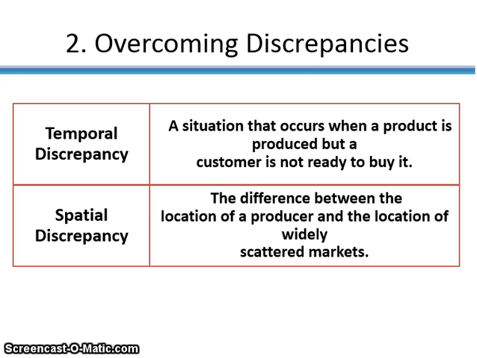The last one is spatial discrepancy, which means that retailers or other channel intermediaries help bridge the gap, the geographical distance between where the producer is located and where the consumer is. For example, if I would like to purchase a Ford car, I don't have to drive to Detroit to purchase that car, and I can actually go to my local Ford dealership in order to purchase that car.